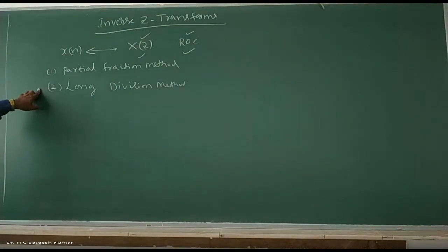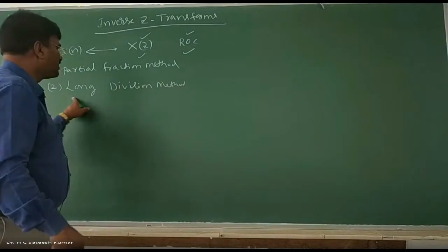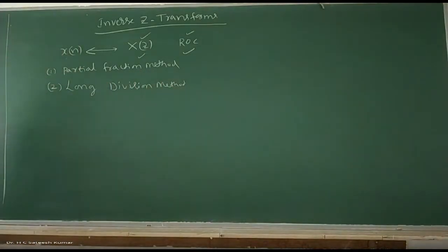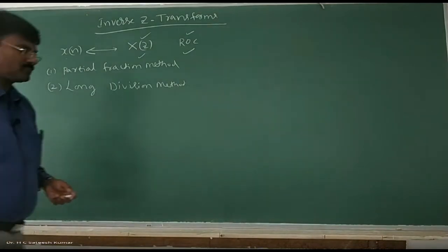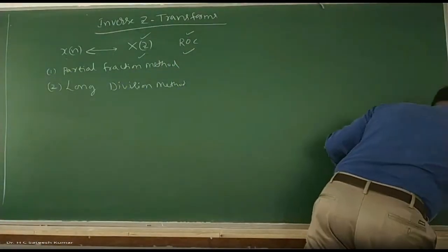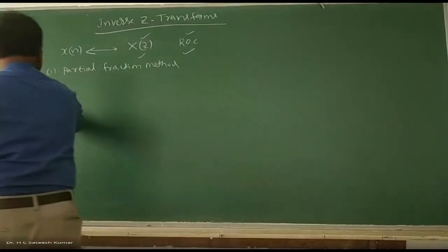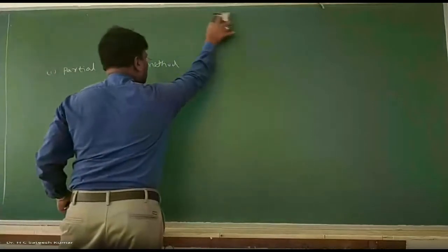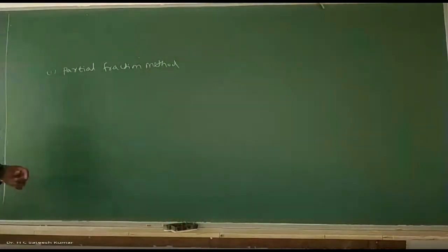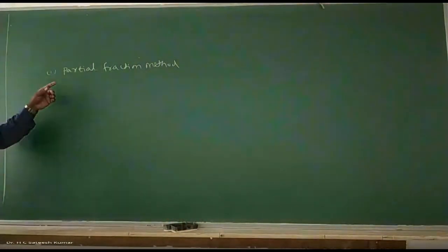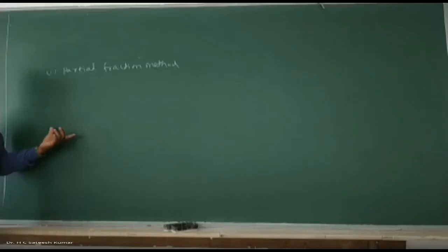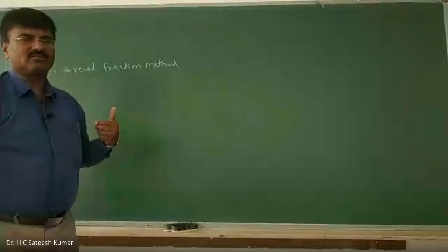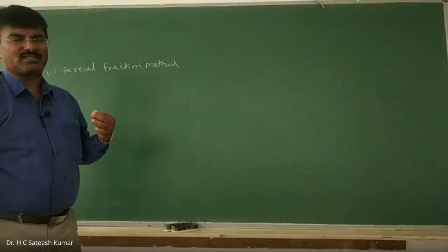There are two methods. One is the partial fraction method, and another one is the long division method. Now, let us go for the partial fraction method. In this, using partial fractions, we convert it into a standard form. Then from the table, we get back the original x of n. That's the reason why we call it the partial fraction method.